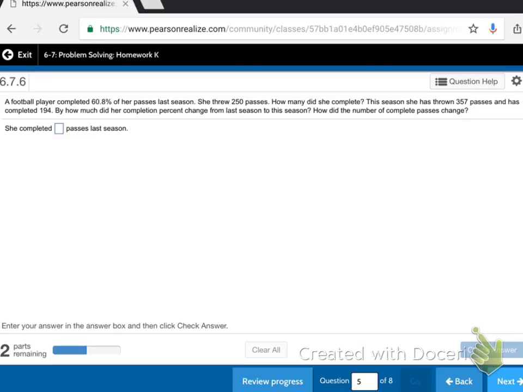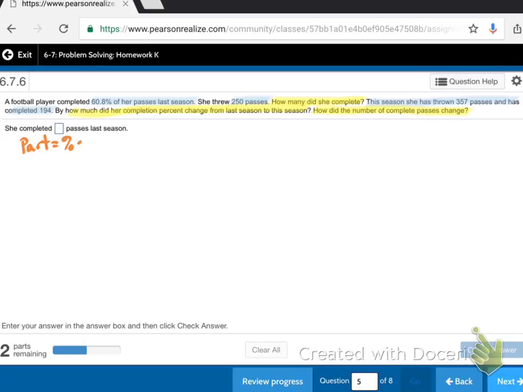All right. A football player completed 60.8% of her passes last season. She threw 250 passes. How many did she complete? This season she has thrown 357 passes and has completed 194. How much did her completion percent change from last season to this season? How did the number of completed passes change? So, important information here. I'm going to try to highlight the questions in different colors.